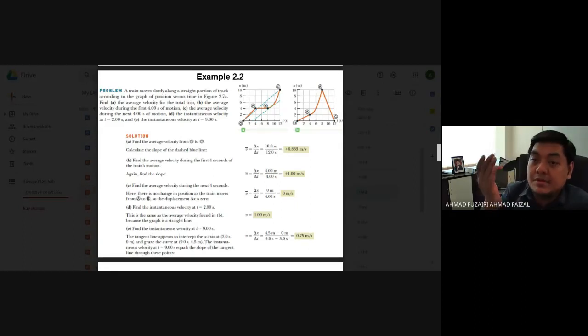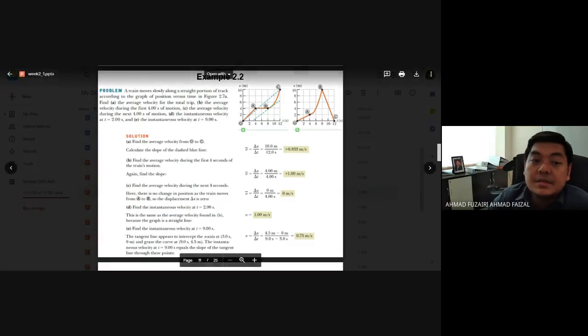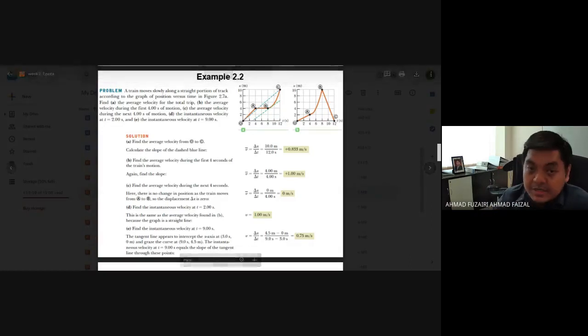The velocity will depend on the slope. The instantaneous velocity, tengok macam mana penggunaan instantaneous velocity. Kalau kita tengok instantaneous velocity, dia punya pengertian macam ada limit-limit lah. Tetapi bila it comes to the real problem, dia tak nak macam tu pun. Dia sebenarnya like simple lah.